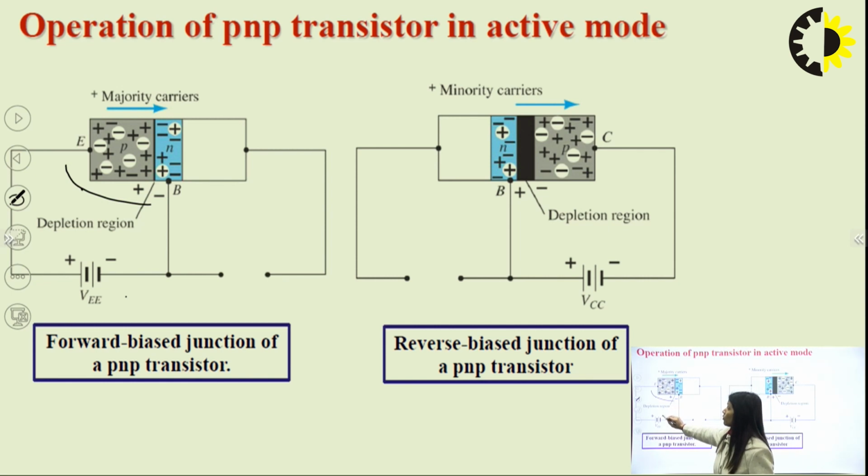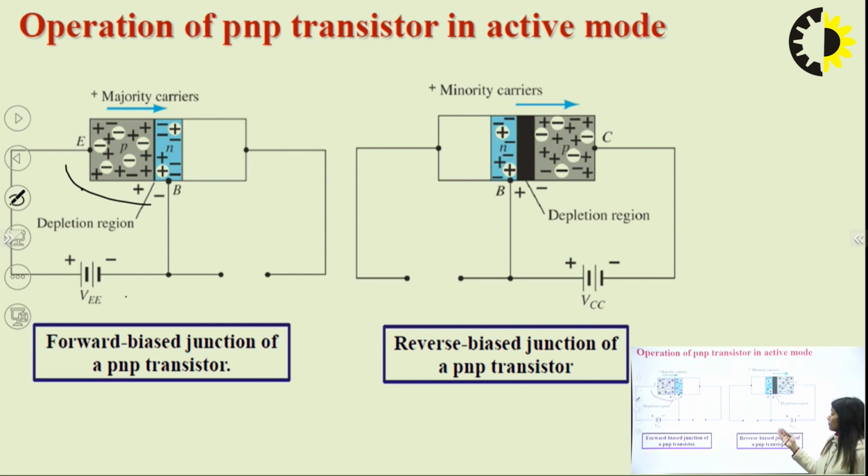If it is forward biased, then positive holes will be repelled from the emitter and they will start flowing in this way, right? And they will start flowing to the collector portion. So here what they will do is they will just cross the base and they will go towards the collector. And here what is going to happen?